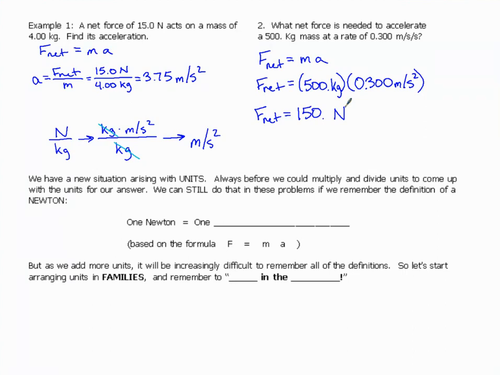We have a new situation arising with units. Before, we could always multiply and divide units to come up with the units for our answer. We can still do these problems if we remember the definition of a newton. 1 kilogram times meters per second squared, based on the formula F equals ma. Net force is the mass times acceleration. But as we add more units, it becomes increasingly difficult to remember all of the definitions. So let's start arranging units in families, and remember to stay in the family.